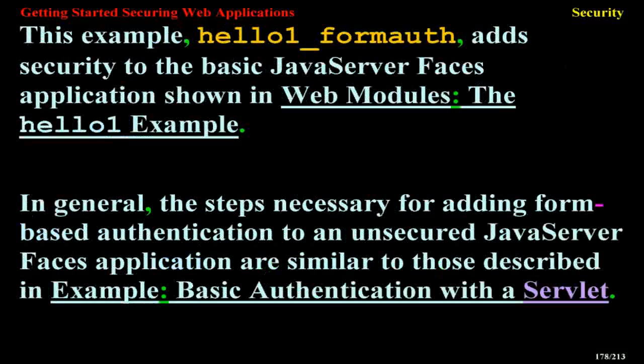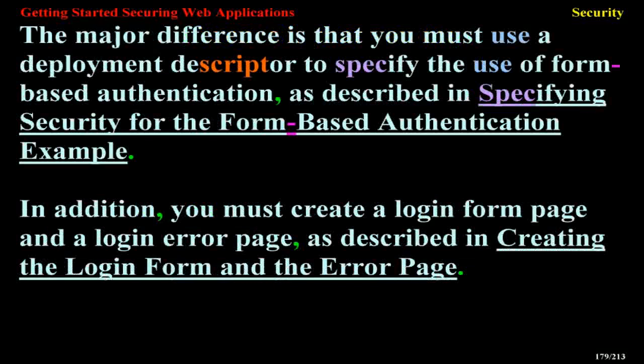This example, hello1_formauth, adds security to the basic JavaServer Faces application shown in Web Modules: The hello1 Example. In general, the steps necessary for adding form-based authentication to an unsecured JavaServer Faces application are similar to those described in Example: Basic Authentication with a Servlet. The major difference is that you must use a deployment descriptor to specify the use of form-based authentication, as described in Specifying Security for the Form-Based Authentication Example.